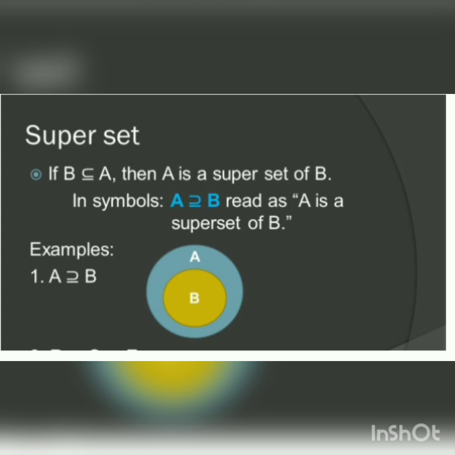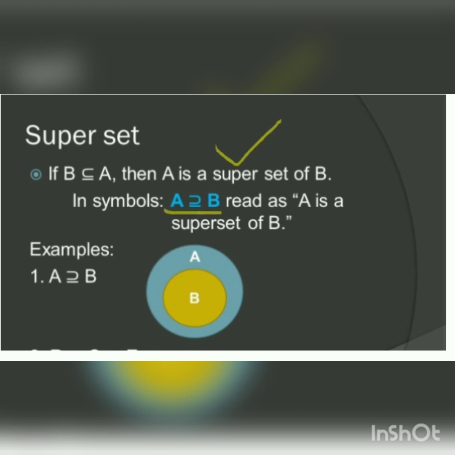In superset, all the elements of set B are present in set A, which means that B is a subset of A. Then the set A will be called superset of set B. Here is the definition given: if B is a subset of A, then A is a superset of B. We can write it as A is a superset of B.